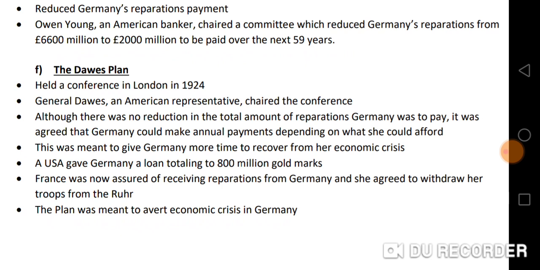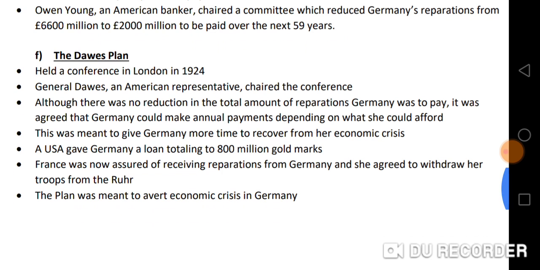And we see that USA gave Germany a loan totaling to 800 million gold marks. And due to this, France was now assured of receiving reparations from Germany, and she agreed to withdraw her troops from the Ruhr. So the plan was meant to avert economic crisis in Germany.